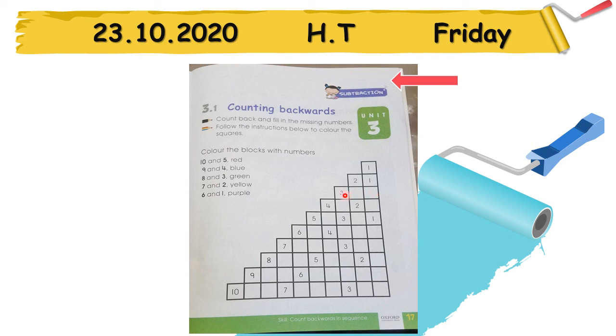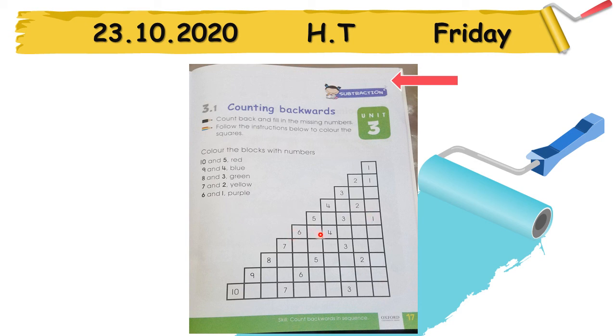Which numbers are missing? What comes before 3? Yes, excellent. 2. You will write here 2, then 1. Come to the next. 4 is written. What comes before 4? If we are going back from 4, 4, 3, 2, 1. Keep reading and complete your missing numbers. 5 is written. What comes before 5? 4. Yes, 5, 4, 3, 2, 1.